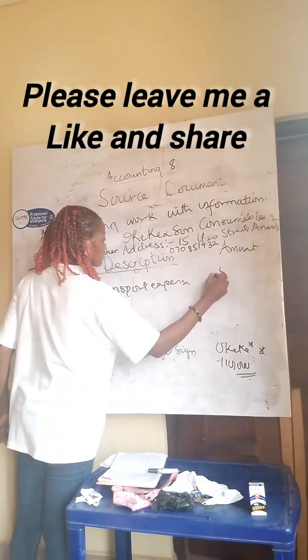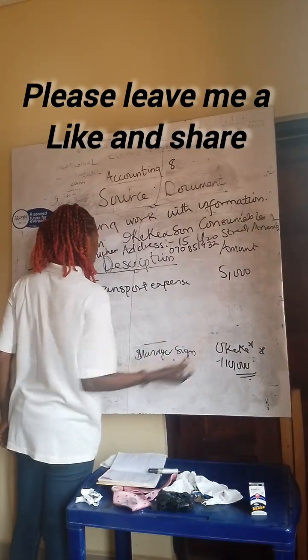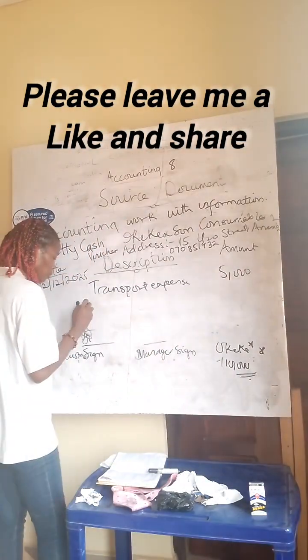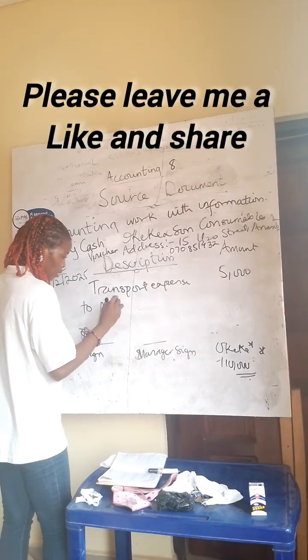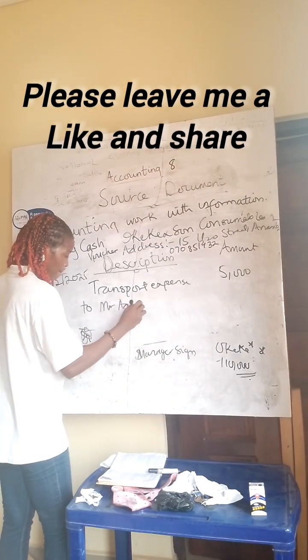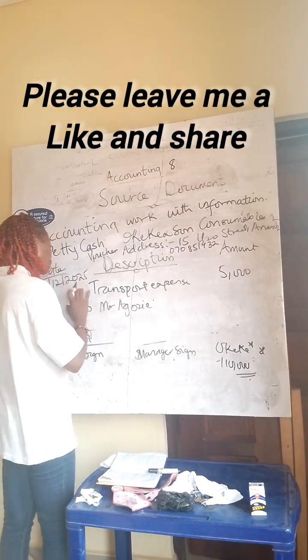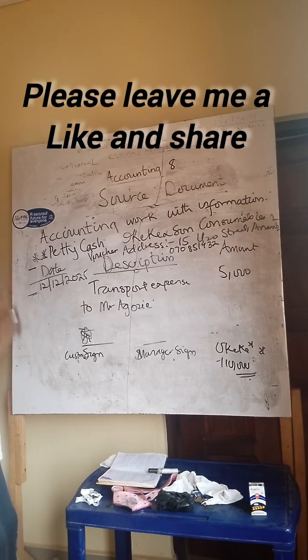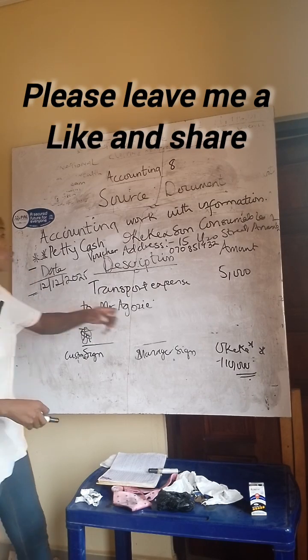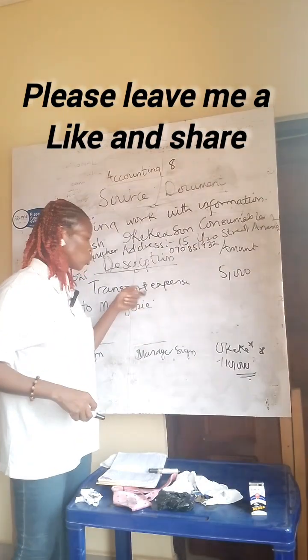How much? Let me say it's 5,000 as a transport. To who? Mr. Gozie. So with this, I can record the expenses that I've made for the month. I can know who I gave it to, how much I gave them, and what it was used for.